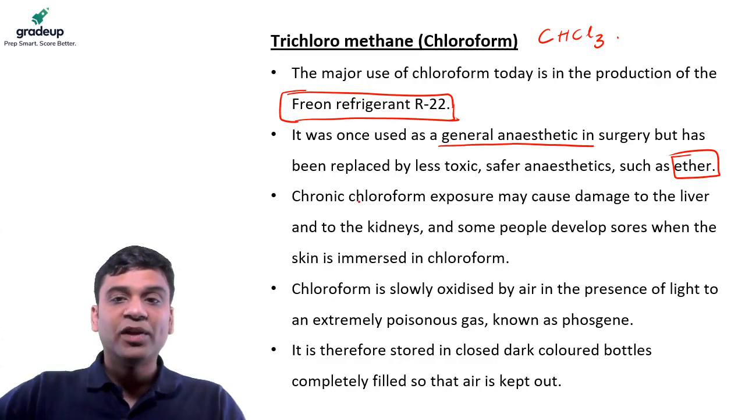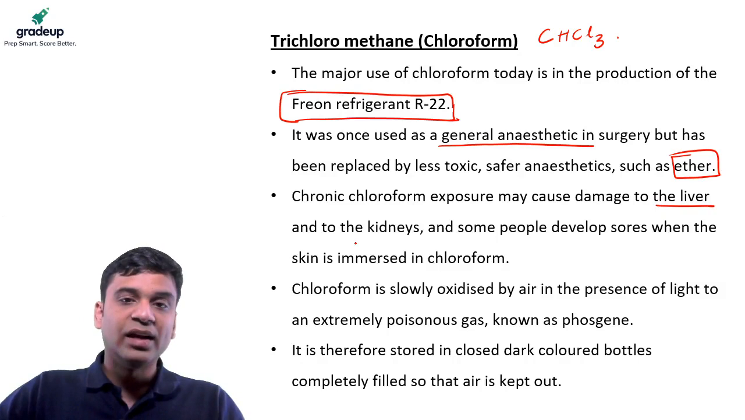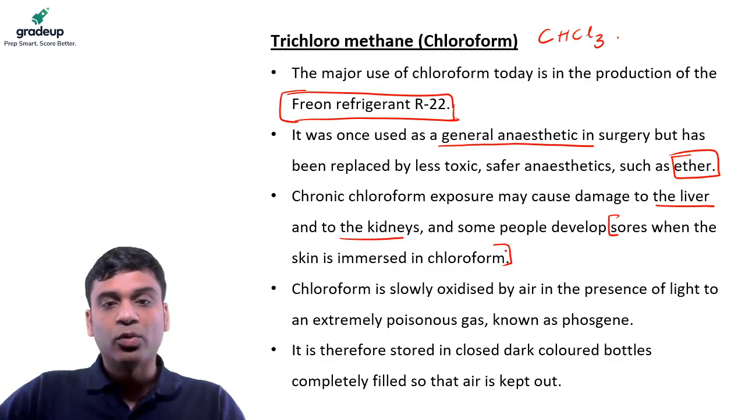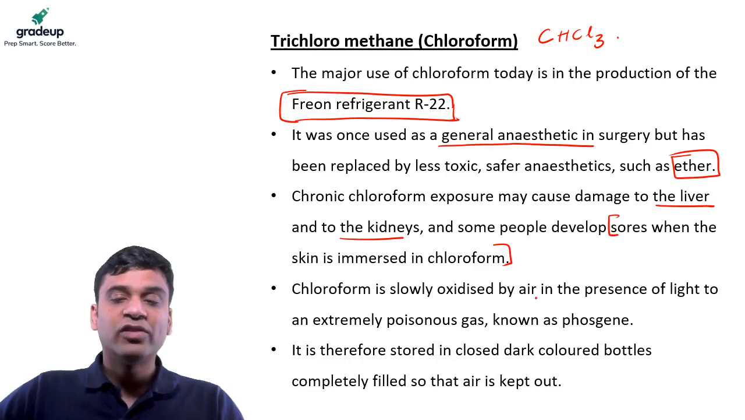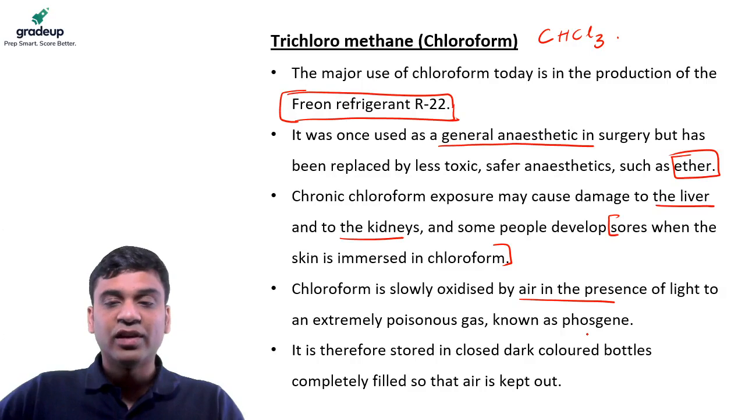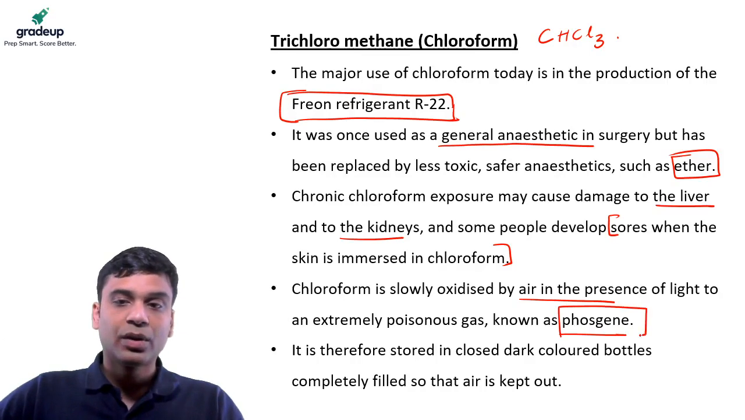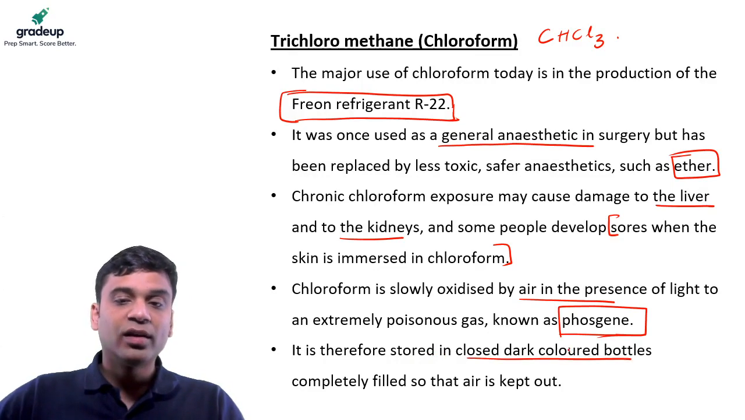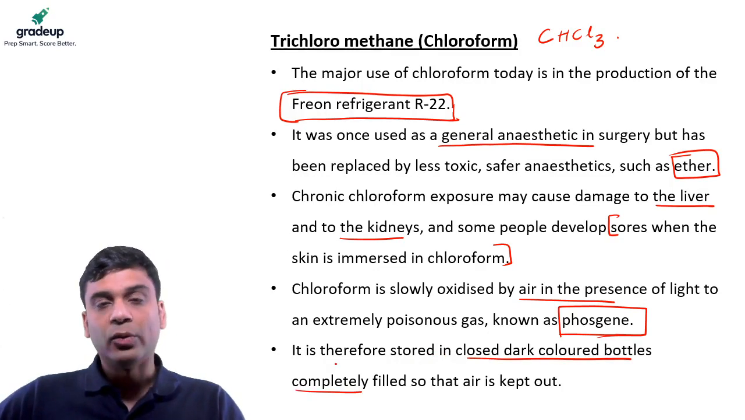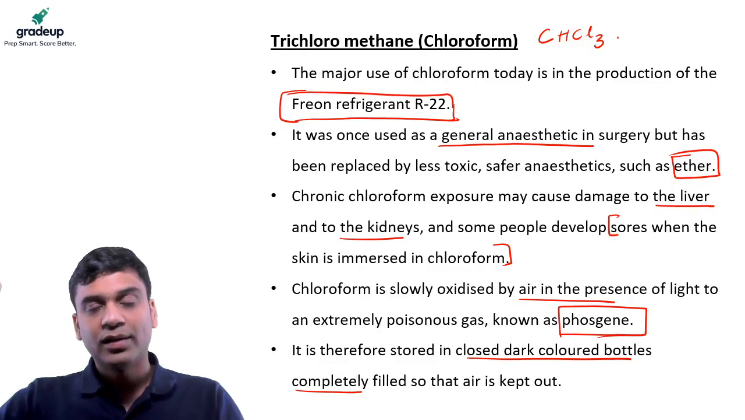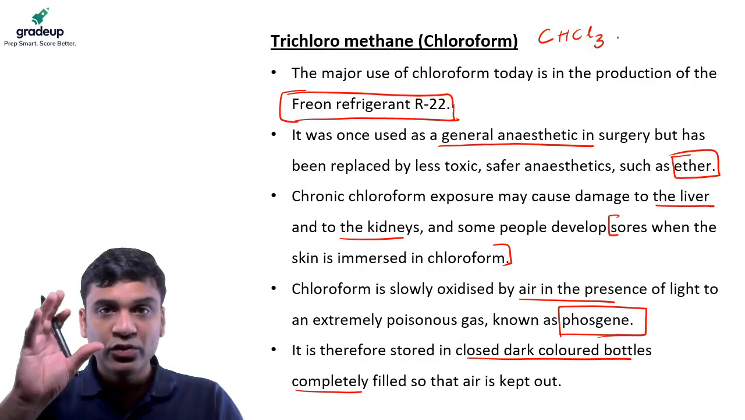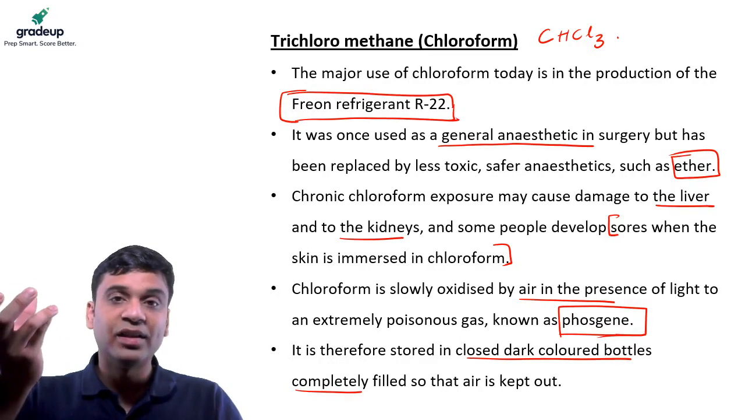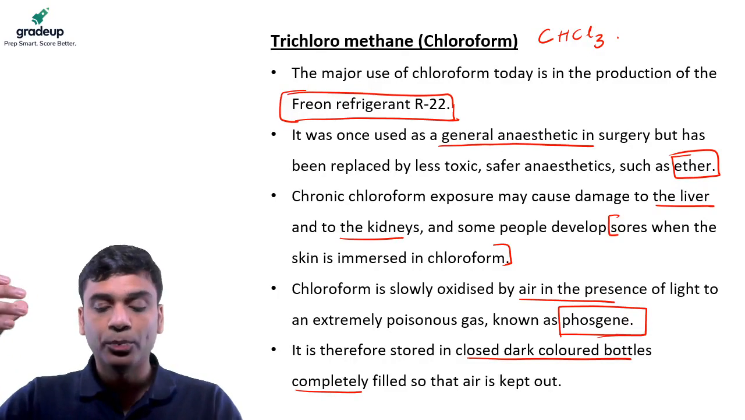Chronic chloroform exposure may cause damage to the liver and kidneys, and some people also develop sores on the skin when immersed in chloroform. Chloroform is slowly oxidized by air in the presence of light to form an extremely poisonous gas known as phosgene. That's why it's stored in closed, dark colored bottles so that air is completely kept out, because if chloroform interacts with air, it forms phosgene. So if you see a chloroform bottle, it is kept in a dark colored, opaque glass.